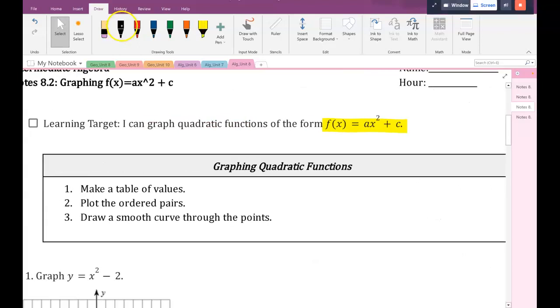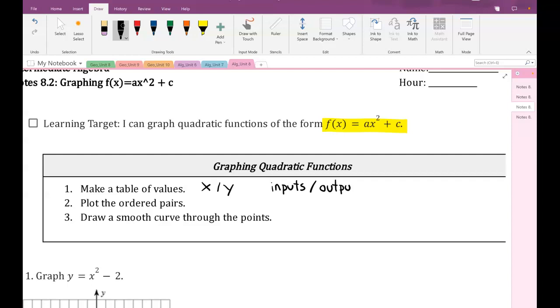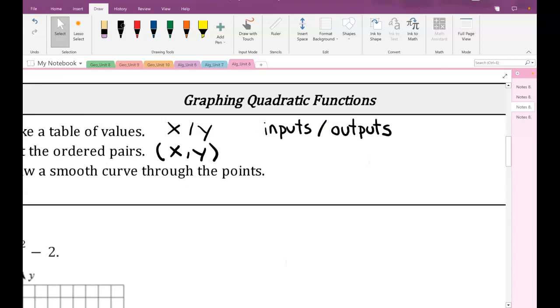We still have those 3 steps where our first one is to make a table of our values. It's an XY table where our X's are our inputs, our Y's are our outputs. We make a table, we plot the ordered pairs, and an ordered pair we get from making our point from our X's and our Y's. And then we draw a smooth curve through the points.